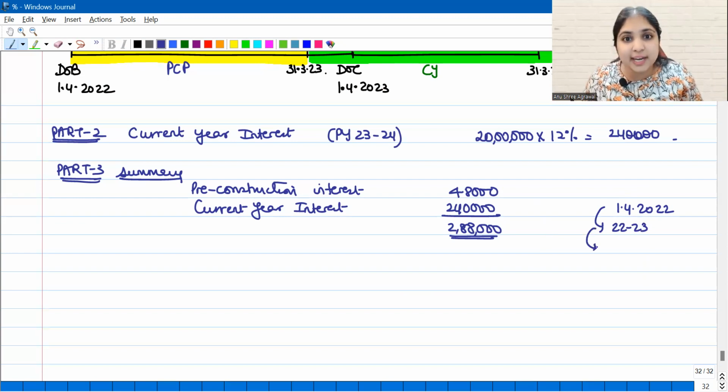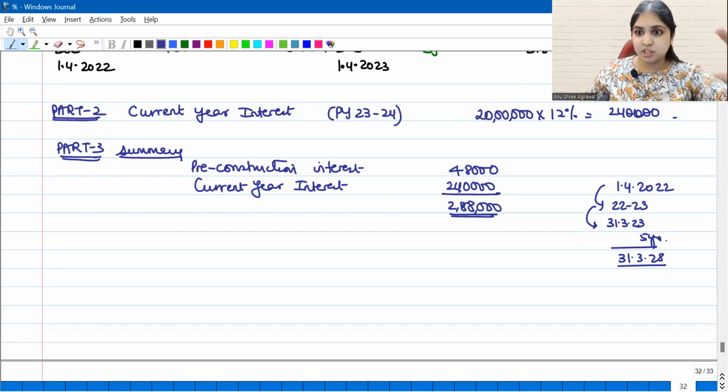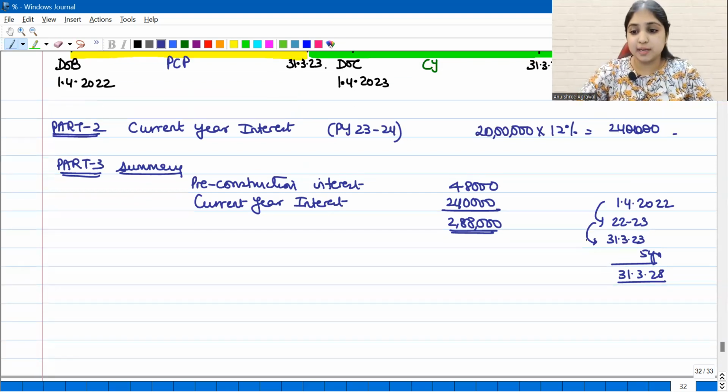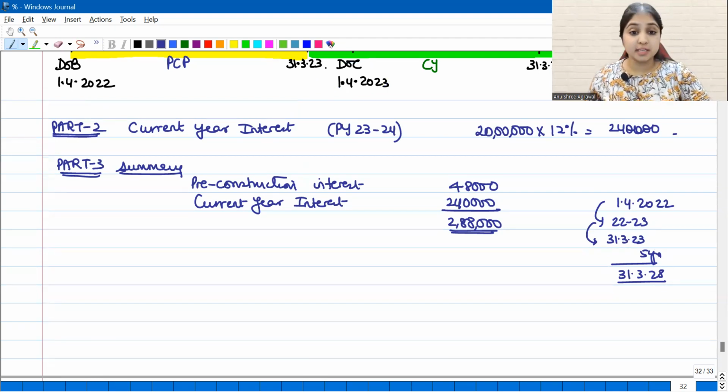What is the last date of this year? The last date is 31st March 2023. Now, from the last date of this year, within 5 years would be what? 5 years would be 31st March 2028. So you must have completed the construction by 31st March 2028. Did you complete the construction within this date, guys? Yes, on 1st April 2023, much before this date itself, we have completed our construction. So all my three conditions are fulfilled. So what will be the applicable limit here? The applicable limit here will be 2 lakh rupees, right?